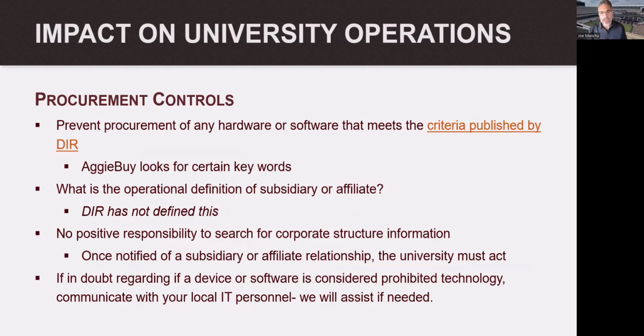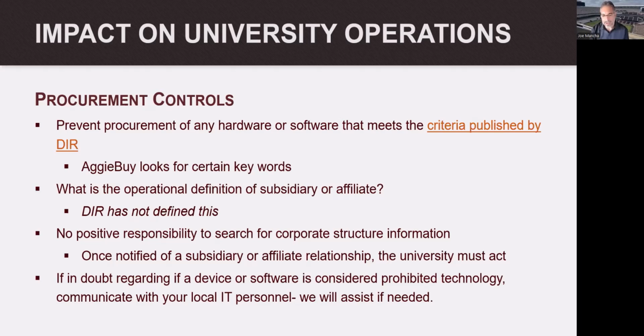The regulation does address the prohibition to procure any prohibited technologies. I know that AggieBuy has implemented some technical controls to detect purchase requests for prohibited technology. One of the challenges of identifying prohibited technologies, as Paul has mentioned, is the identification of subsidiaries or affiliates.